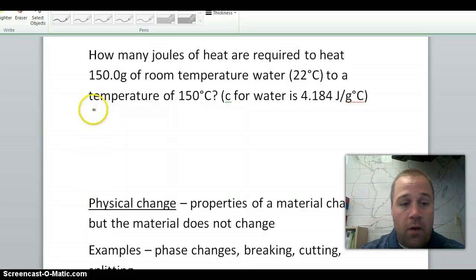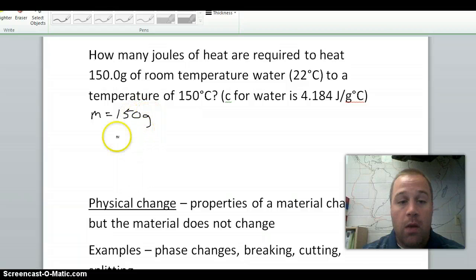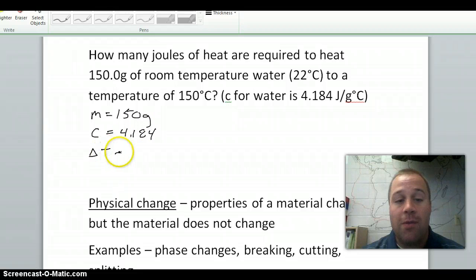So what we're going to do is start by identifying what we have. We have a mass of 150 grams. We have a specific heat value, a C value of 4.184. And we need a change in temperature. Now, change in temperature is always going to be the difference between two temperatures if they're given. So in our case, we ended up at 150, and we're going to subtract what we started at, which was 22, and we're going to get 128 degrees Celsius.